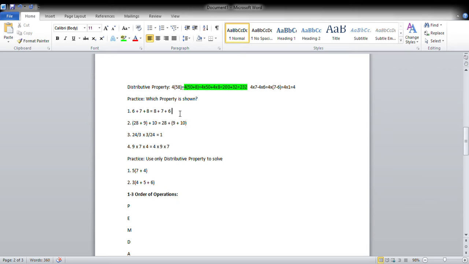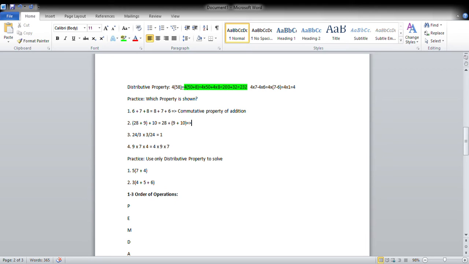So this one, we can see that it's just the order that has changed. 8 plus 7 plus 6, and then they're the same numbers, meaning it has to be commutative. Commutative property of, and then it's not multiplication because there's an addition sign, so it would be addition. So hopefully you got that correct. Let's go to the next one.